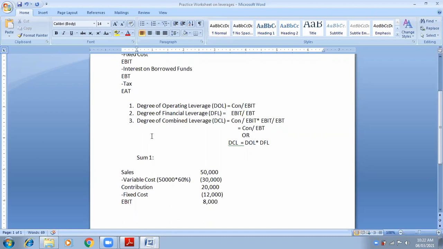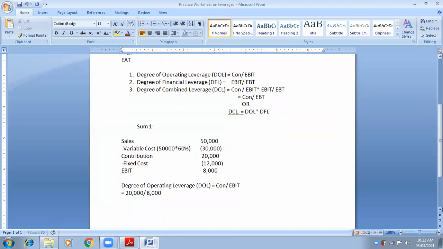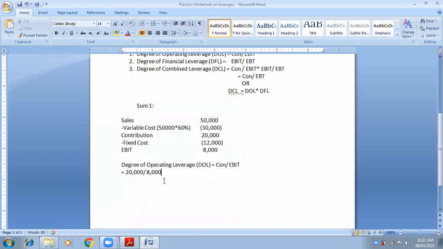Now because we have found out everything, we can apply the formula of degree of operating leverage. That's what is asked in the question. Only single formula is asked in the question, and information is also given only for one DOL. How much is the contribution? 20,000. What is EBIT? 8,000. That's the formula. DOL is contribution upon EBIT. And so simple it is. See? 25. So answer will be 25.